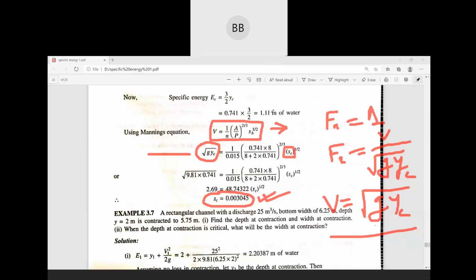How much you got for critical slope? You're getting the same value, 0.003045.